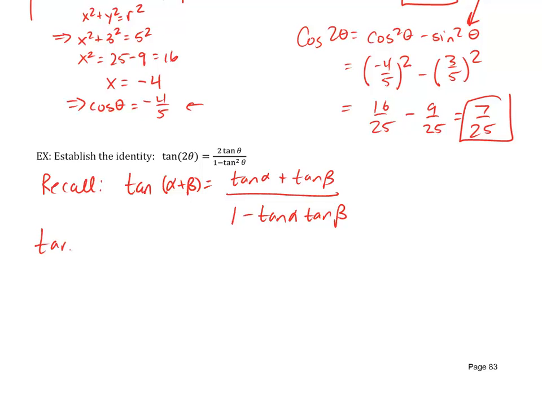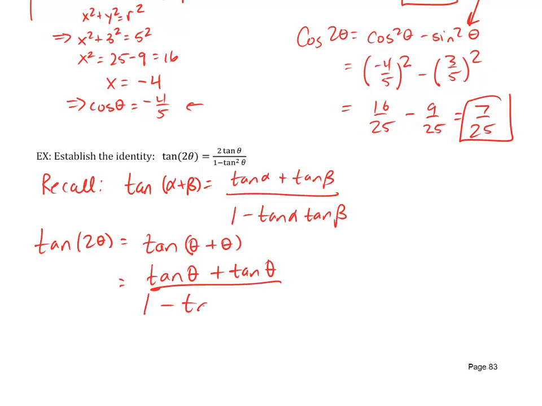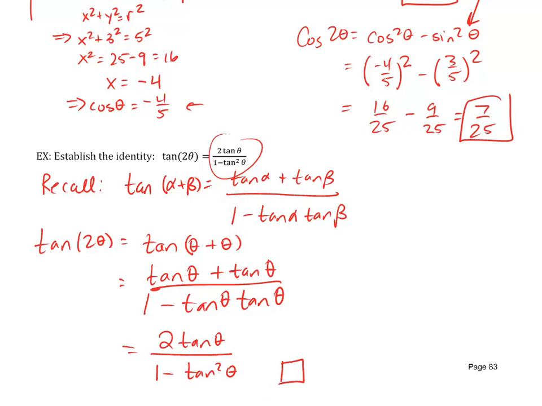So tangent of 2 theta would be tangent of theta plus theta. And now I'm just going to use, everywhere there's an alpha, put theta. Everywhere there's a beta, put theta. Tangent of theta plus tangent of theta divided by 1 minus tangent theta tangent theta, which gives me 2 tangent theta on top and 1 minus tangent squared of theta on bottom, which is exactly what I was trying to prove. Done.